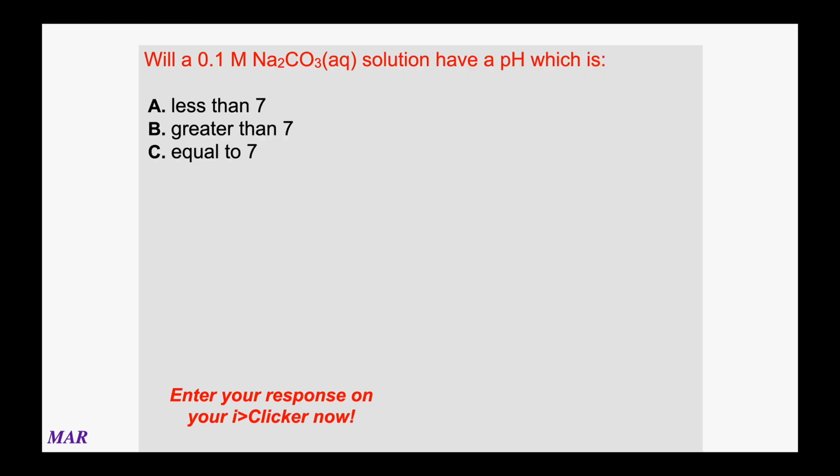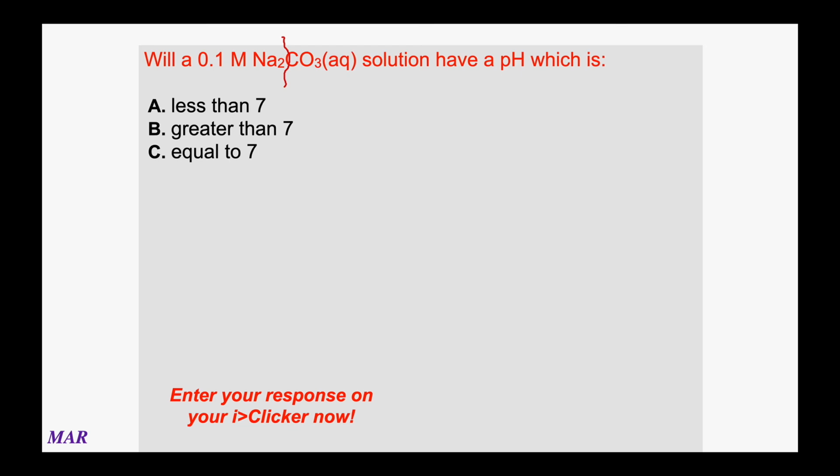So the question here is, will a 0.1 molar sodium carbonate solution have a pH less than 7, greater than 7, or equal to 7? Well, to analyze a problem like this, think about cations and anions. And the sodium ion, Na+, is the conjugate of sodium hydroxide. And all the conjugates of those strong acids and strong bases will not affect pH. So the sodium ion here will not affect your pH.